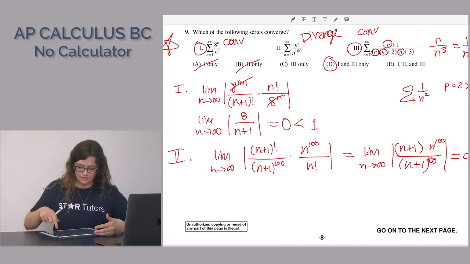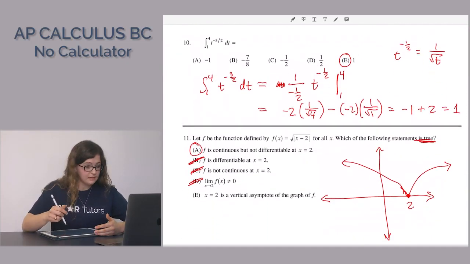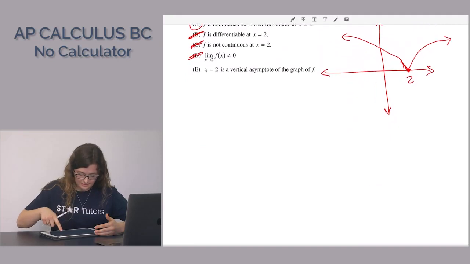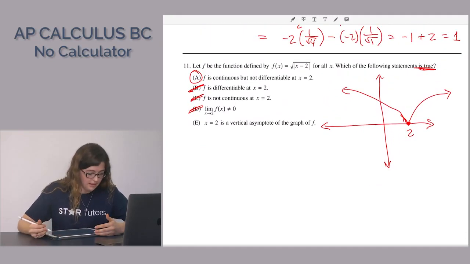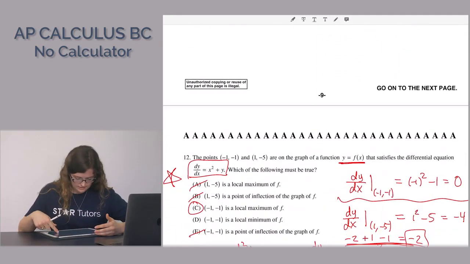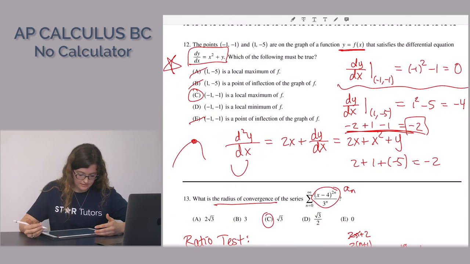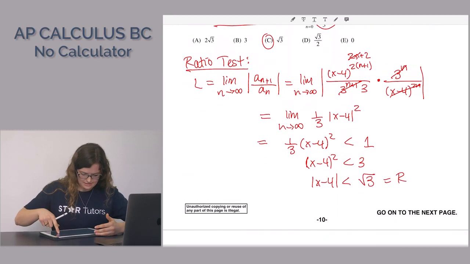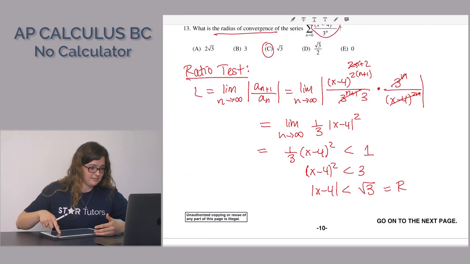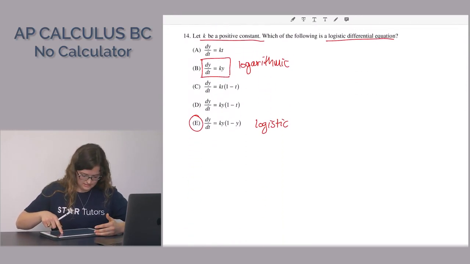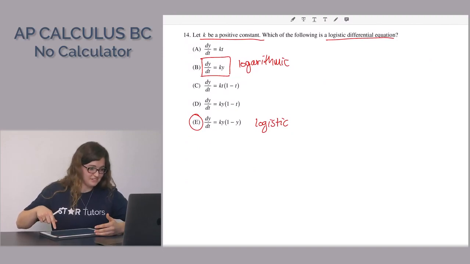9 is D. Good. Okay. 10, E. All right, we're on a roll. 11, A. Okay. 12. Oh yeah, this one was tricky. C. All right. Good. 13. C. 14 is E. All right, so I remembered that.